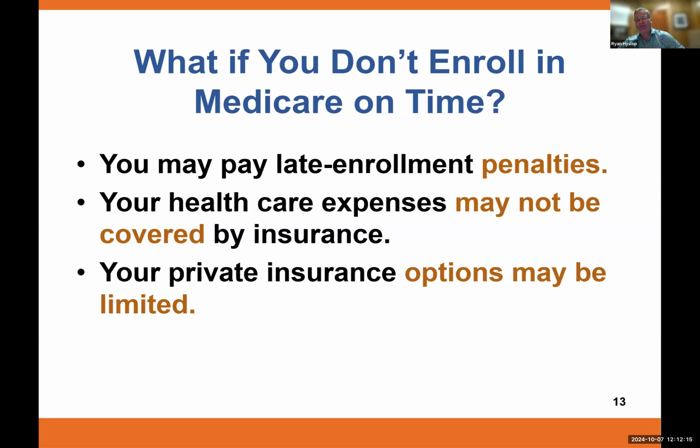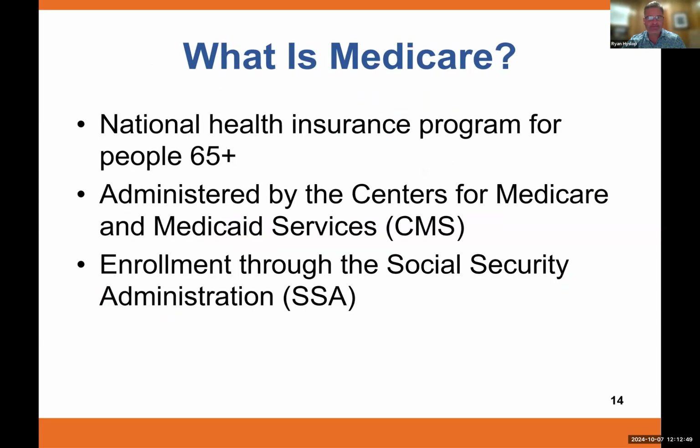And what if you don't enroll in Medicare in time? I mentioned this in the beginning. There's potentially a penalty. That penalty on your Part B and D premium is 10% per year that you don't sign up on time when you're supposed to. That penalty is a lifetime penalty, and it doesn't go away, and it only compounds if you continue to wait. Your healthcare expenses may not be covered by insurance if you don't enroll in time, and that has more to do with the Medicare Advantage and Medigap plans. And your private insurance options may be limited, meaning you may not be able to enroll without pre-existing conditions if you don't enroll in time.